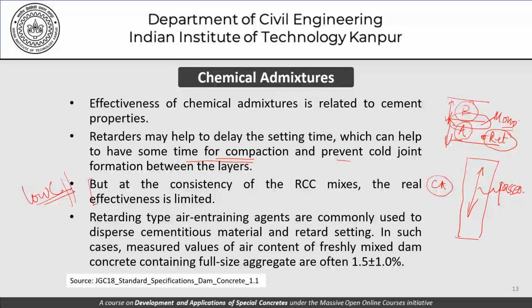Retarding type air entraining agents are commonly used to disperse cementitious particles and retard setting. In such cases, measured values of air content of freshly mixed dam concrete, for example, containing full-size aggregates, are often 1.5 plus or minus 1%. So you could have air in the range of about 0.5 to 2.5% in the case of dams.